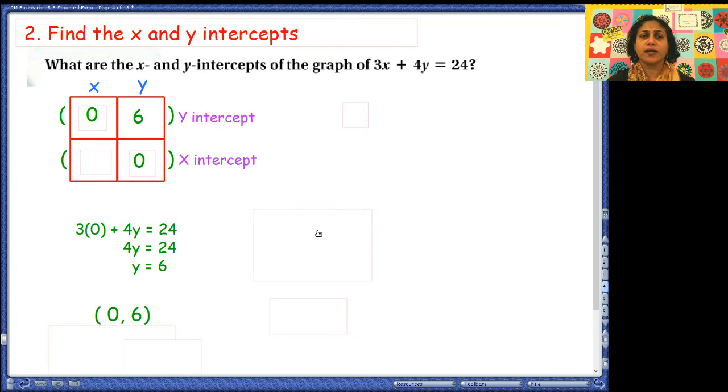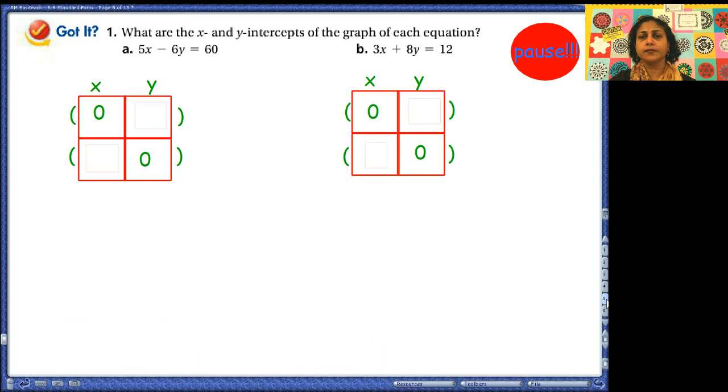Similarly, on the x-intercept, y is equal to 0. So we're going to substitute for y. Turns out x is equal to 8. So 8, 0 is the x-intercept. I want you to try these on your own. You may want to pause the video and then reveal. So pause and now reveal.